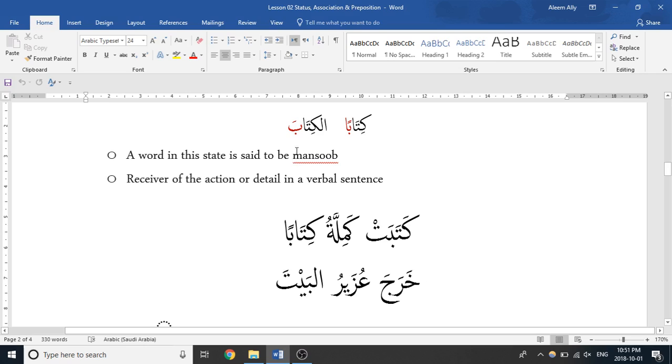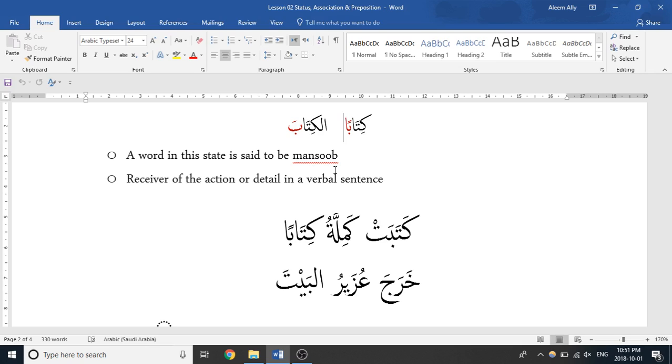So what does that actually mean? So when you see a fatha on the end of a word, usually what's happening is that it's the receiver of the action or detail in a verbal sentence. Once again, we said a verbal sentence is a sentence that begins with a verb. So if someone's doing an action, there's usually somebody who's receiving that action, right? So we can say when it comes to a verb, there's really three parts in a verbal sentence, right? There's the action itself, there's the doer of that action, and then there's the person receiving that action.